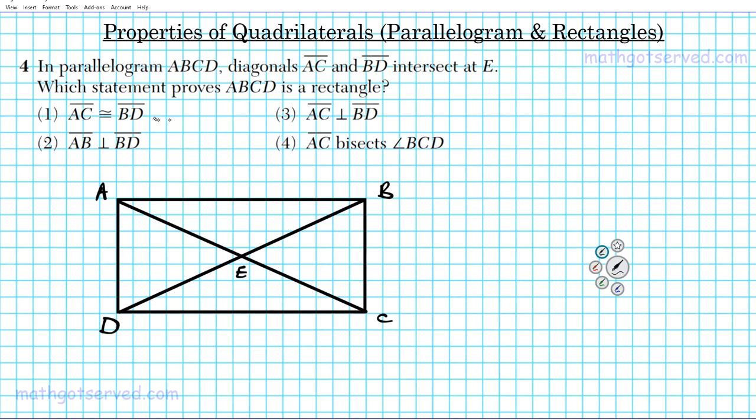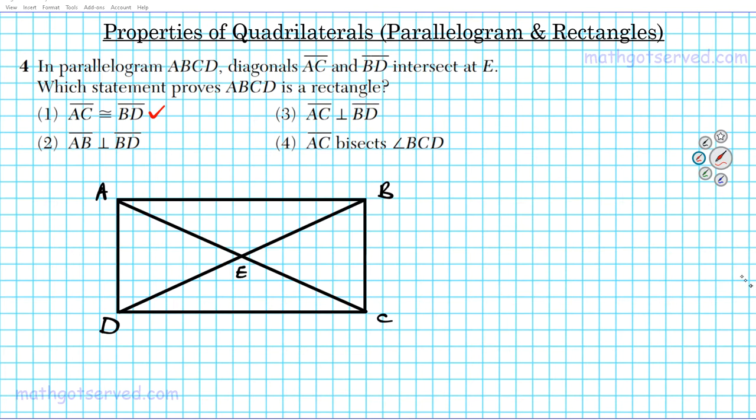Option number 1. Segment AC and BD are congruent. So AC and BD, these are the diagonals. They are congruent. So, ladies and gentlemen, that is correct. That is one of the properties of rectangles, which is that the diagonals are congruent. So this is a check right here. For all rectangles, diagonals are congruent. Number 2, AB is perpendicular to BD.